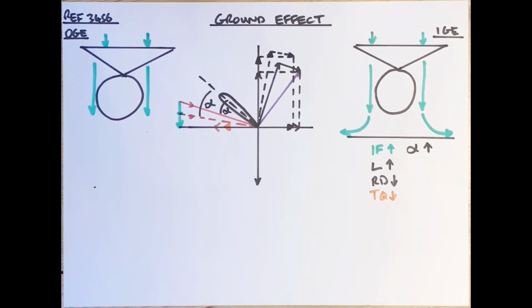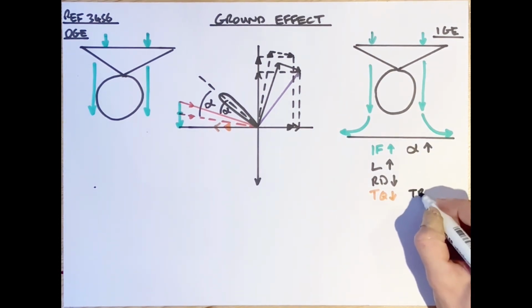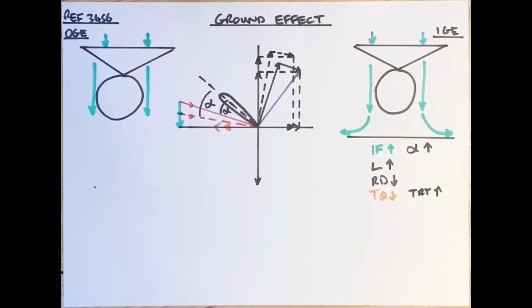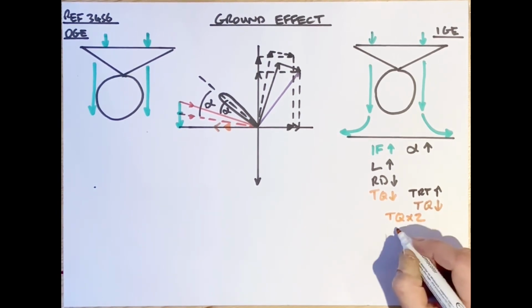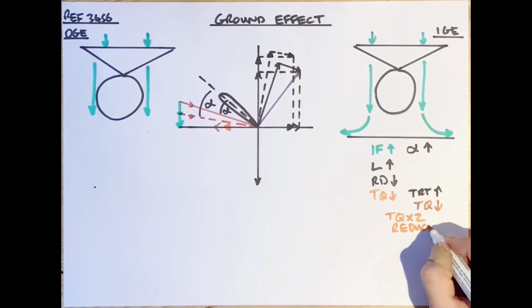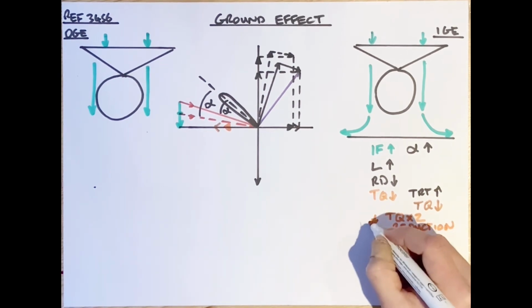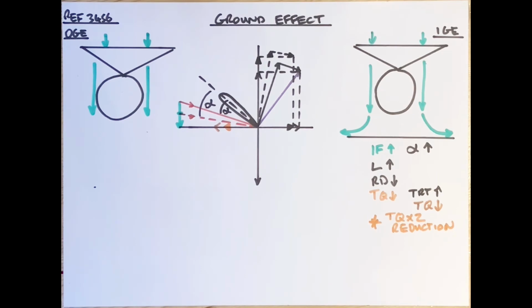So when we lower the collective, obviously what we're doing is reducing that torque. So what we get is a torque times 2 reduction. And that's an important thing to bring out when you're describing ground effect. That essentially explains how ground effect happens, how it can affect you, and also how it can benefit you.